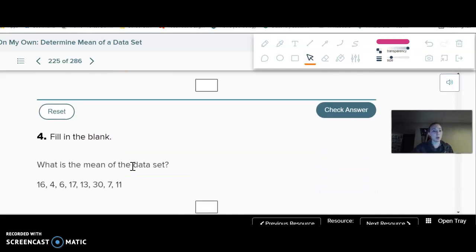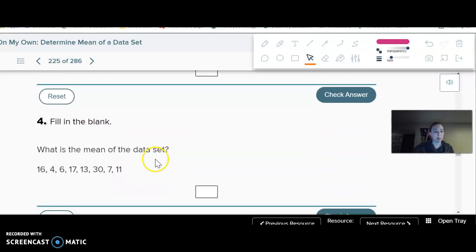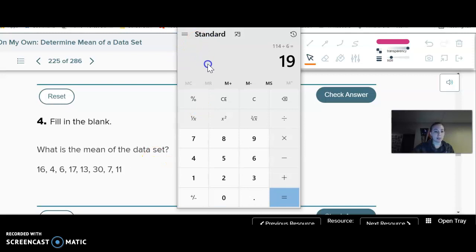All right, we'll just do one more, and then if you need more help, let me know. But hopefully you're getting the hang of it. All right, 16. Ooh, go ahead and try. What's the mean? Almost jumped the gun on that one. All right, 16 plus 4 plus 6 plus 17 plus 13 plus 30 plus 7 plus 11. All right, so we found the sum. Now we need to divide. So we divide by 1, 2, 3, 4, 5, 6, 7, 8 numbers, and we get 13.